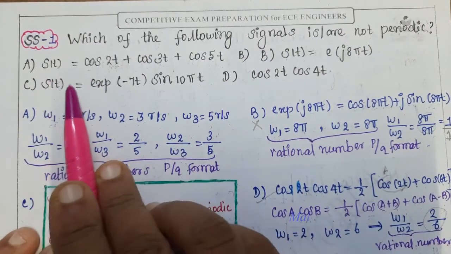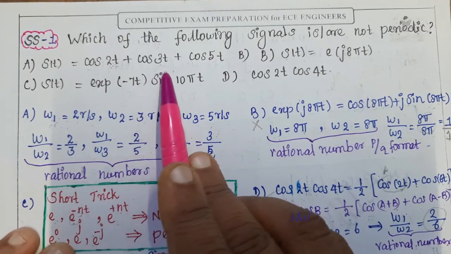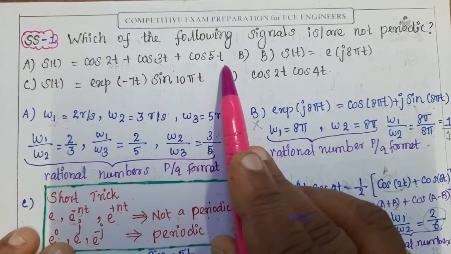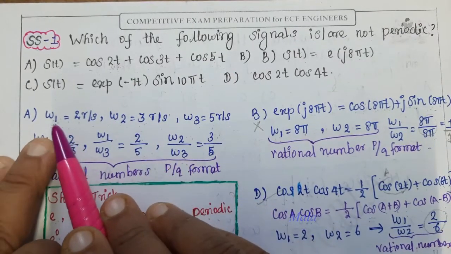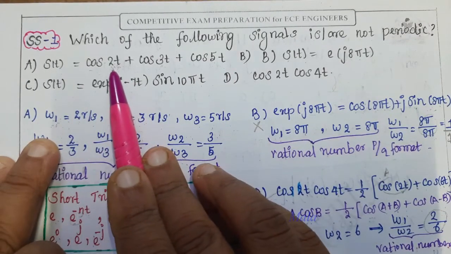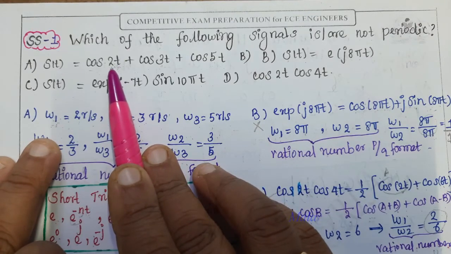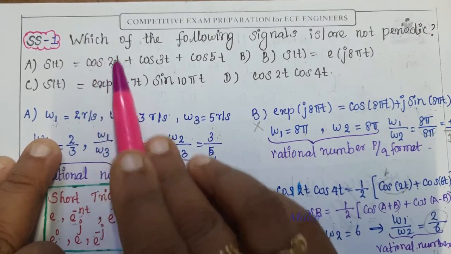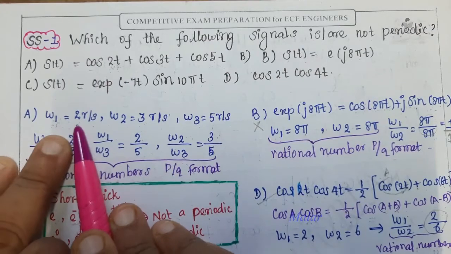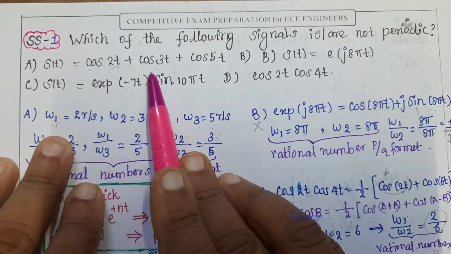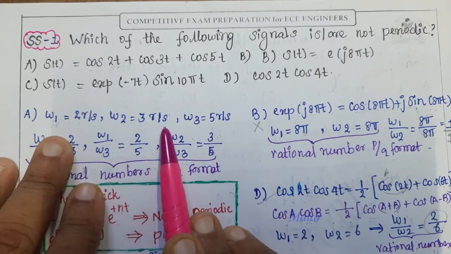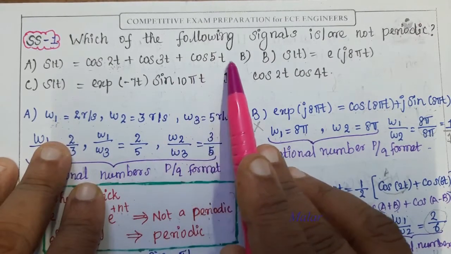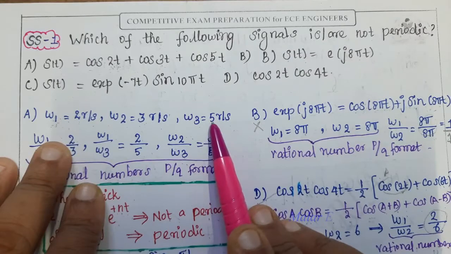First option, s of t equal to cos 2t plus cos 3t plus cos 5t. First, let me write the angular frequencies. Omega 1 is the coefficient of t in the first term, so omega 1 equal to 2 radian per second. Similarly, cos 3t, omega 2 equal to 3 radian per second. Third, cos 5t, omega 3 equal to 5 radian per second.